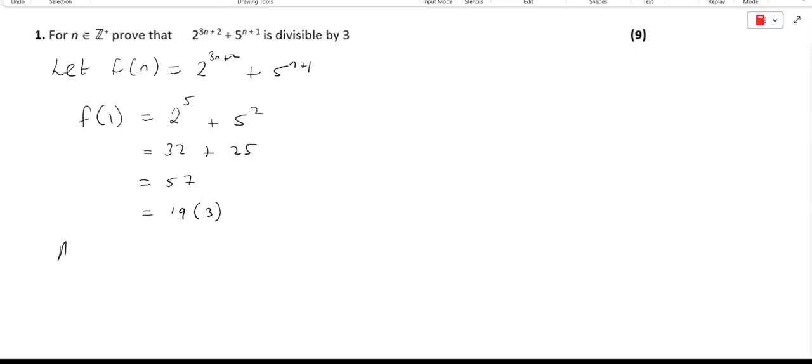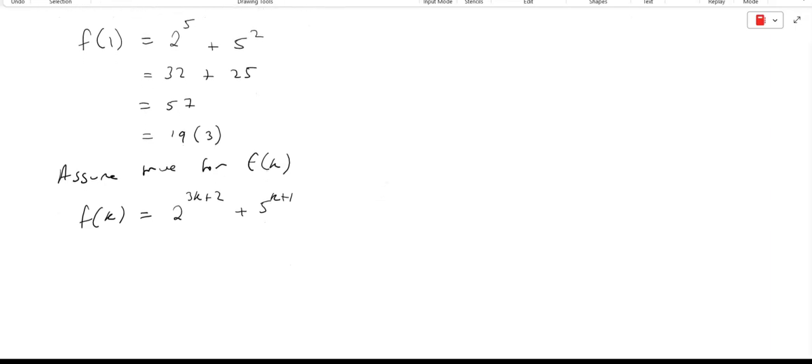Second step, we assume true for n equals k, so f(k). So let's just write that down: 2^(3k+2) + 5^(k+1). We know this is divisible by 3. So we're assuming it's divisible by 3.